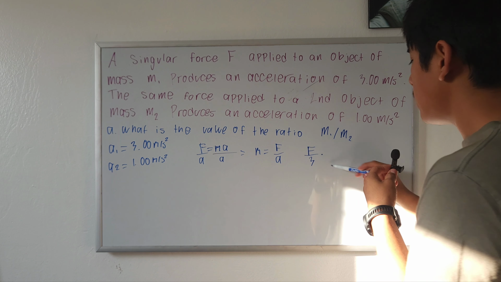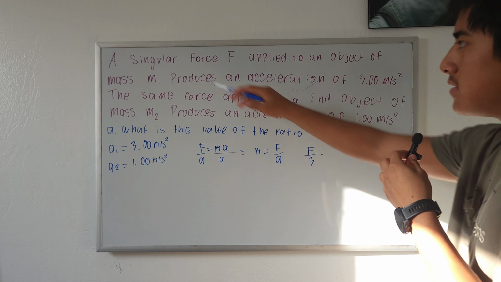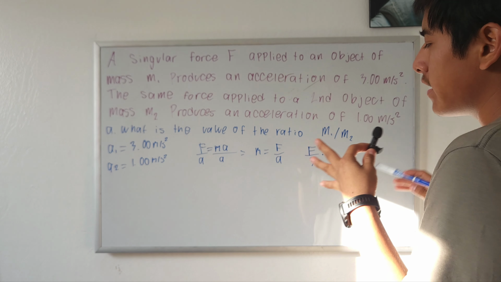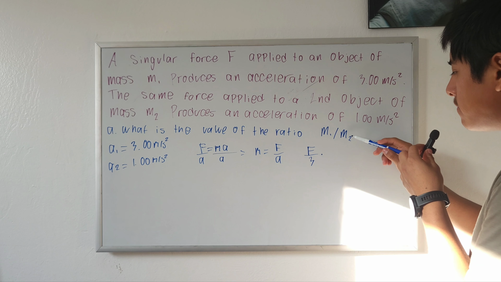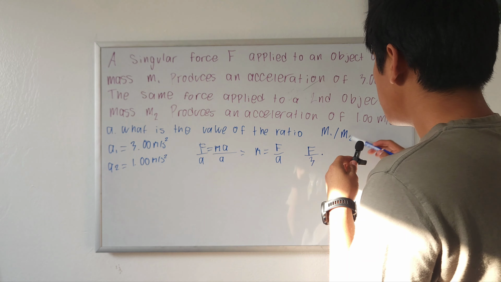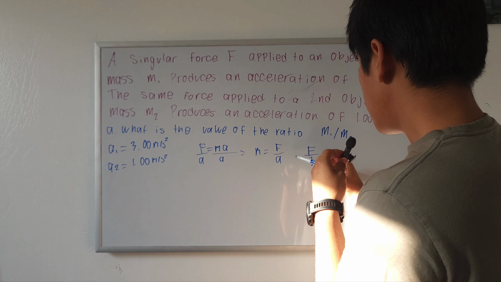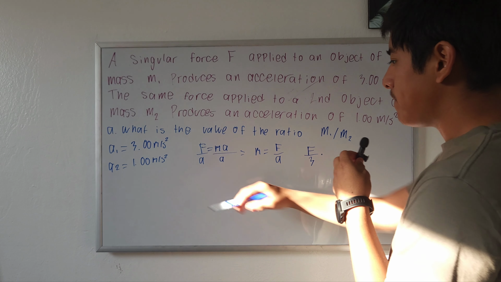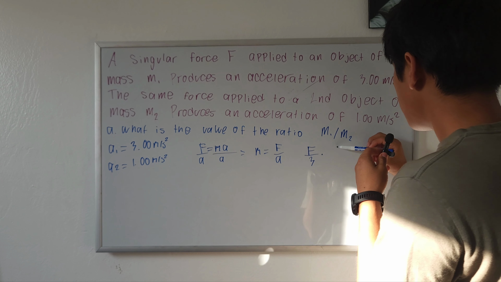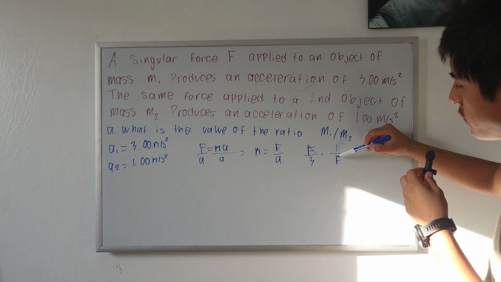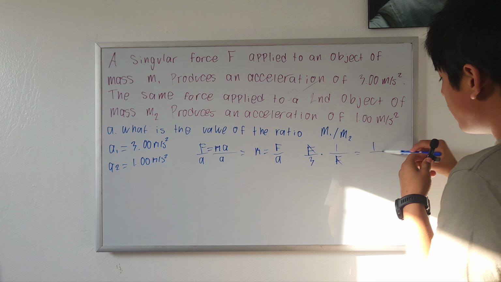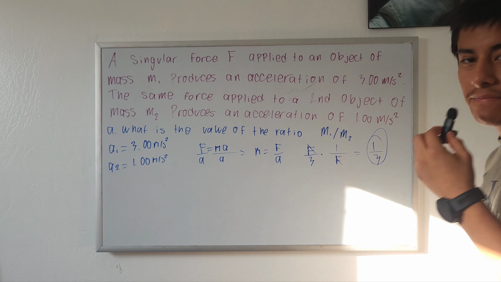So we got F over 3, and I'm just writing F because it's the same force, so there's not an F1 or F2, it's the same force. So F over 3 times the reciprocal of m2, which is going to be this acceleration, so 1 over F, and these F's will cancel out, and then your answer is just 1 over 3.